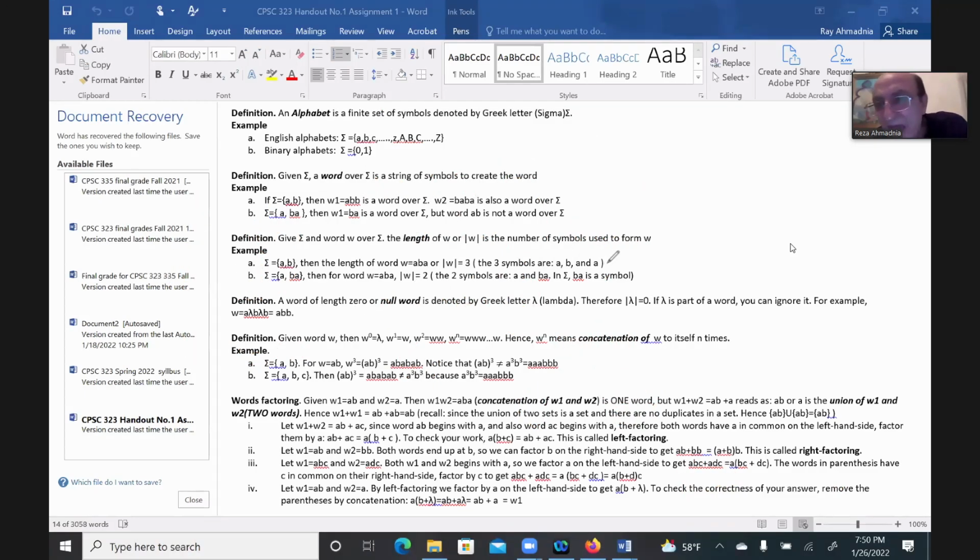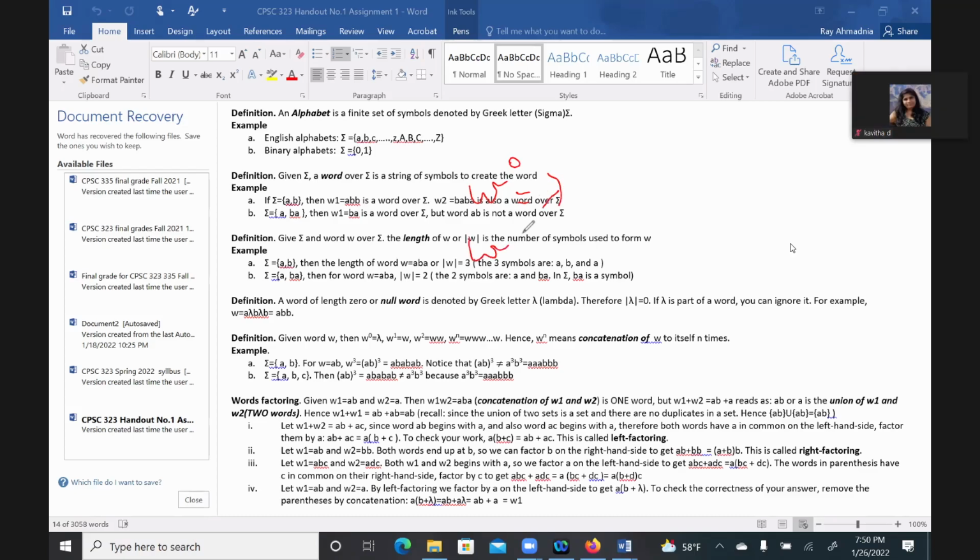What is the power of a word? If W is a word, then W to the 0 power. In algebra, what is a number to the 0 power? Any number to the 0 power is 1. But here we are talking about strings. Any string or any word to the 0 power is lambda.